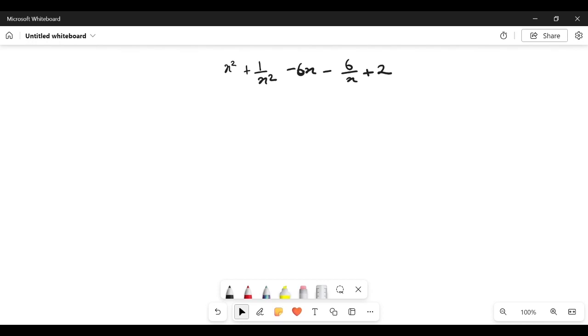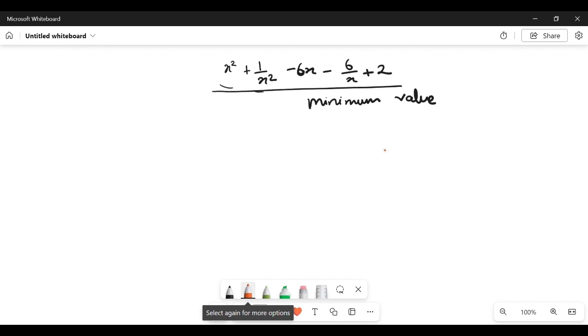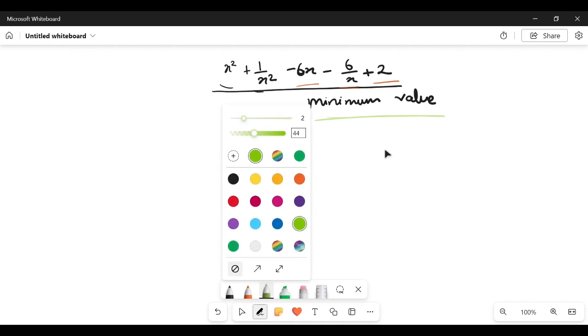And today we have a problem which says that for this given expression, we have to find the minimum value, right? So the expression is x square plus 1 by x square minus 6x minus 6 by x plus 2. Okay, that is the expression. And we have to find the minimum value, right? So how are we going to do that?